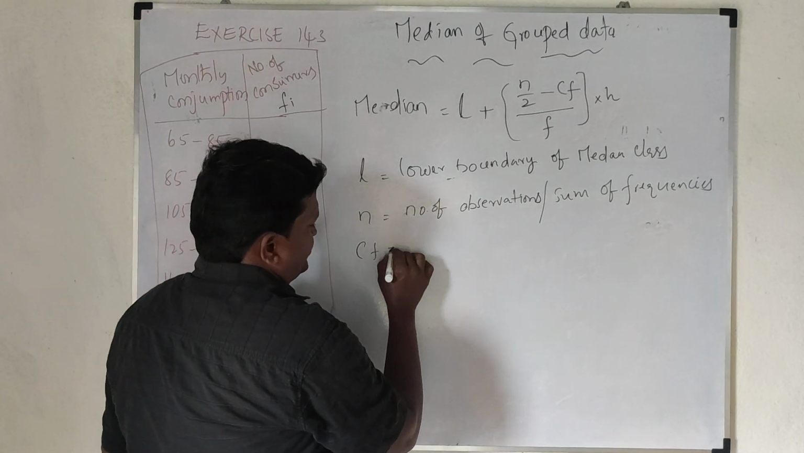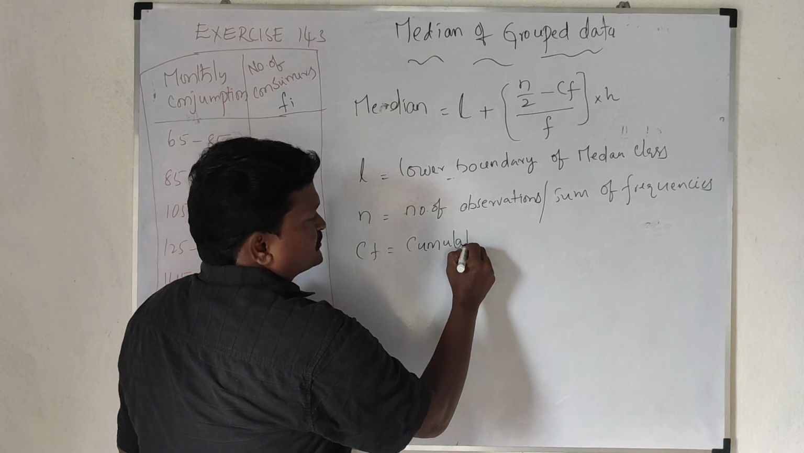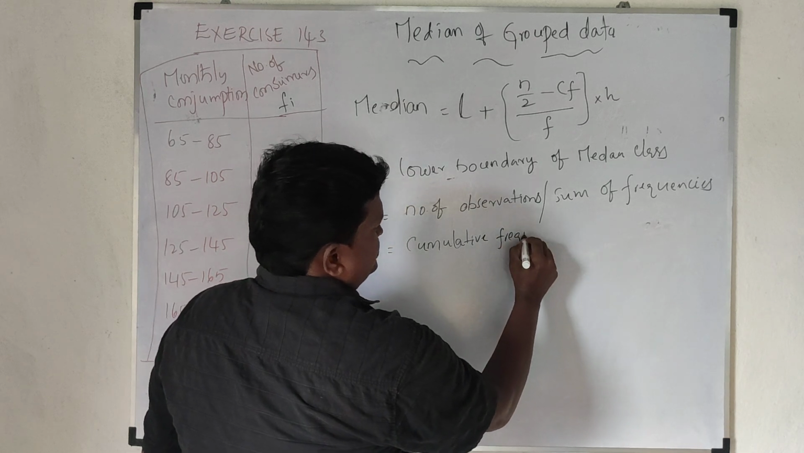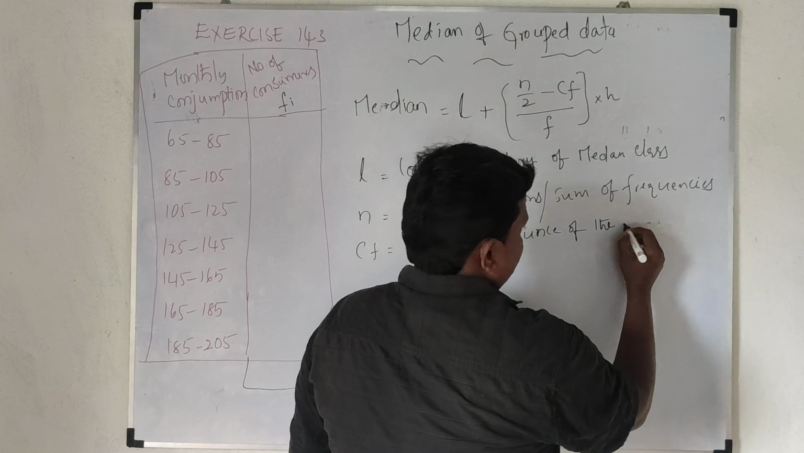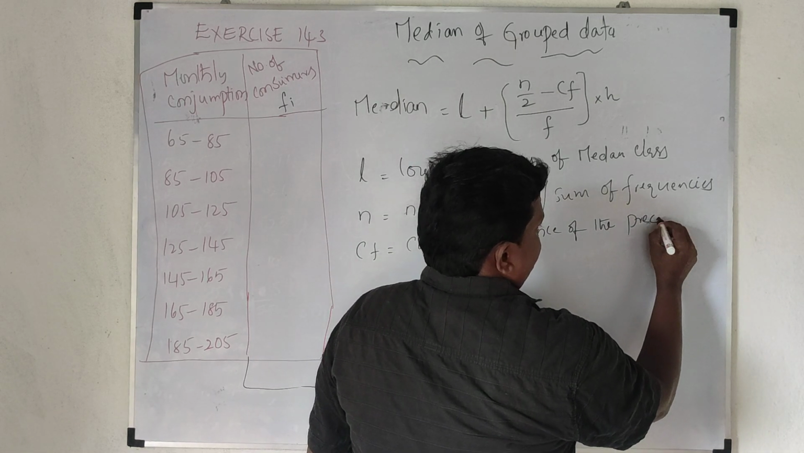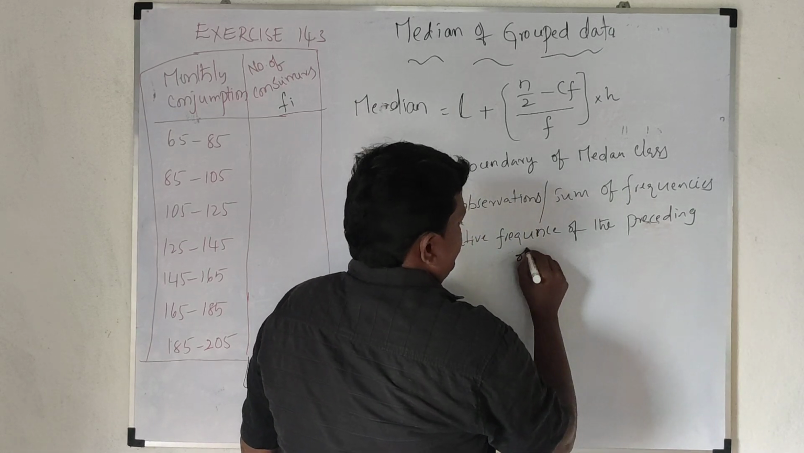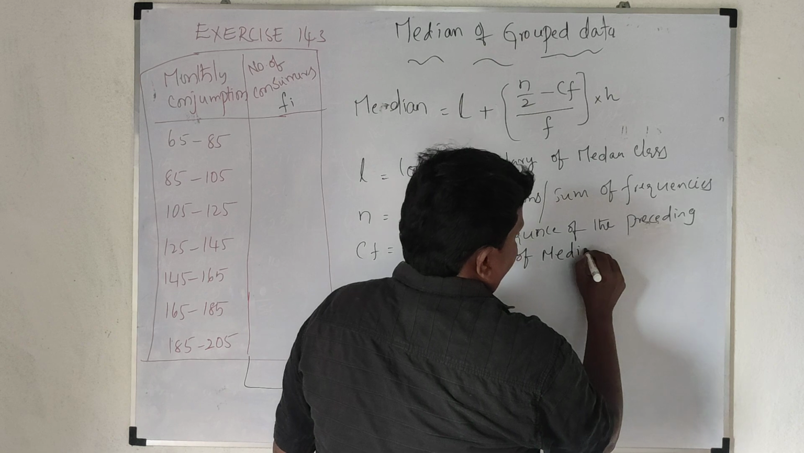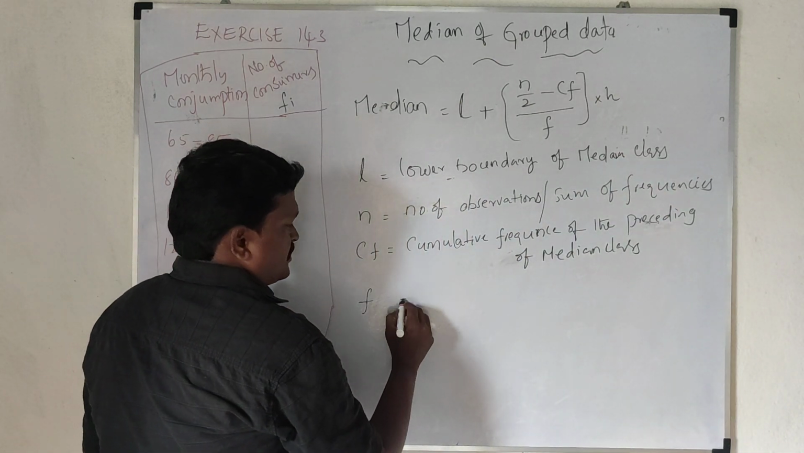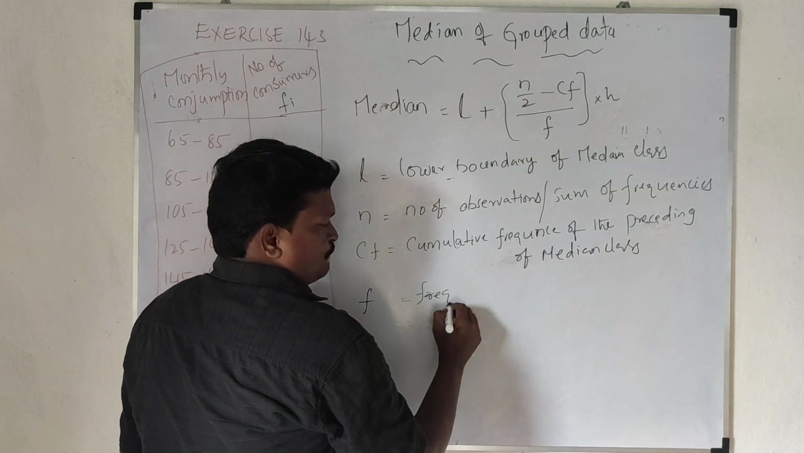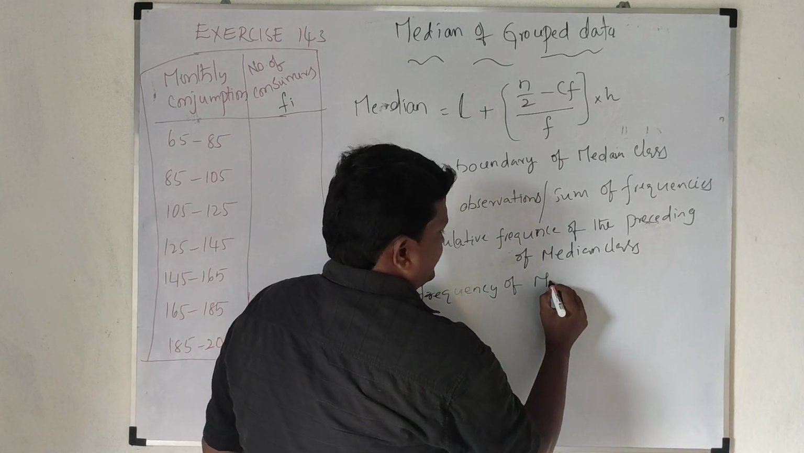Then what is the CF? CF is the cumulative frequency of the preceding class of the median class. Okay, median class. Then F is the frequency of the median class.